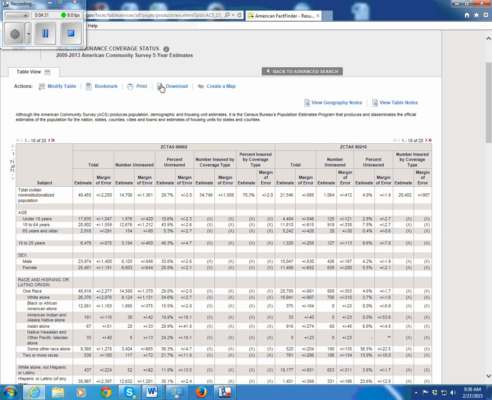Now, look at the percent of people uninsured. The percent uninsured in the impoverished area, 29.7%. But in Beverly Hills, the percent uninsured, 4.9%. Obviously, health insurance coverage is affected by geographic area.